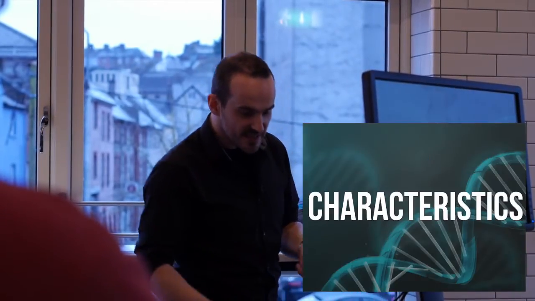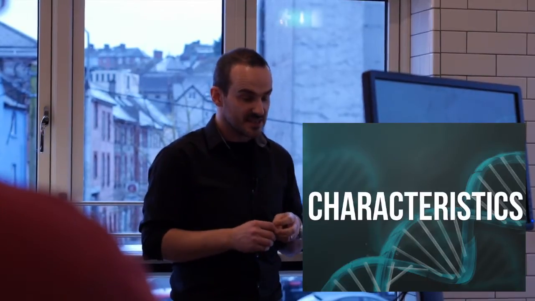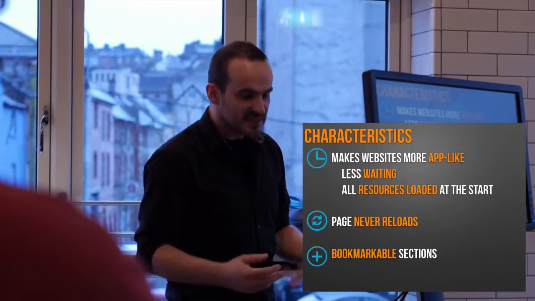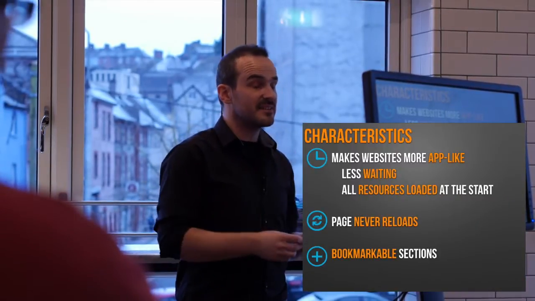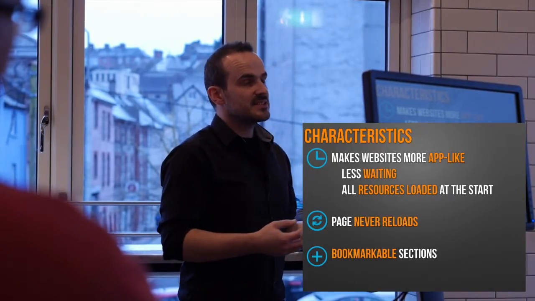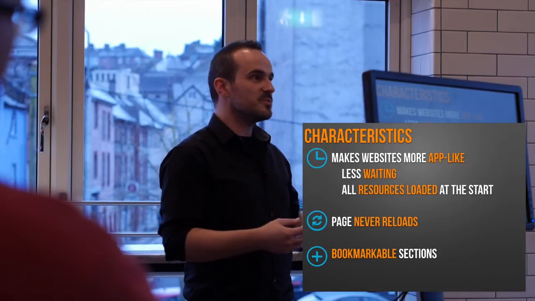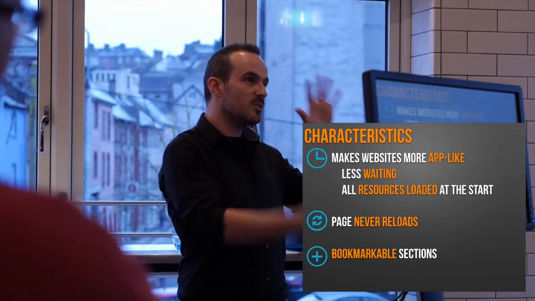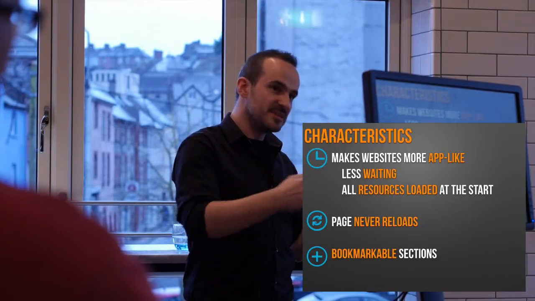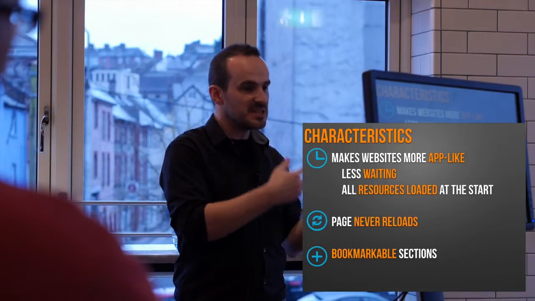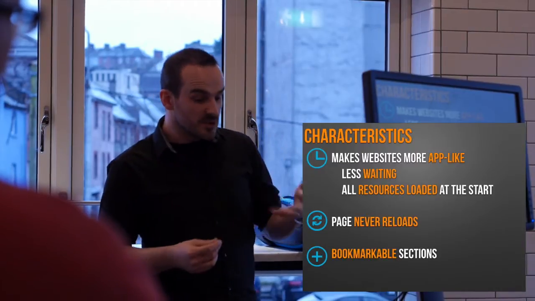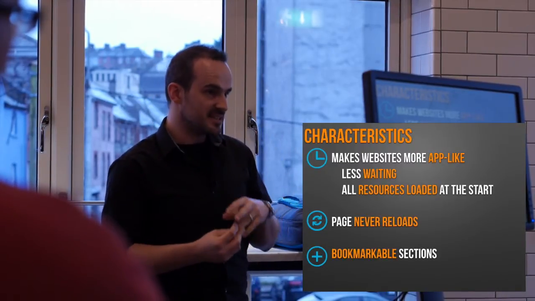So next, just onto some of the characteristics of a single-page web app. And I think there's three main characteristics. You've got websites that are more app-like. So they are made to be all loaded in one go. And once you've got that first load, everything's there for you. There shouldn't be too much waiting. You shouldn't be seeing too many spinners. And all the resources that you need are loaded at the start.